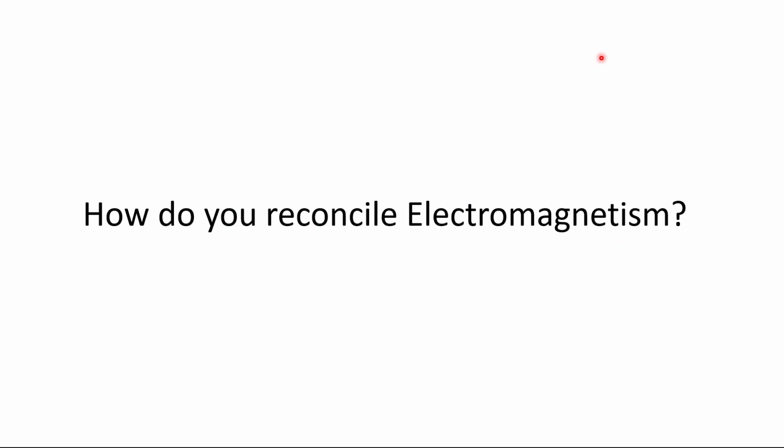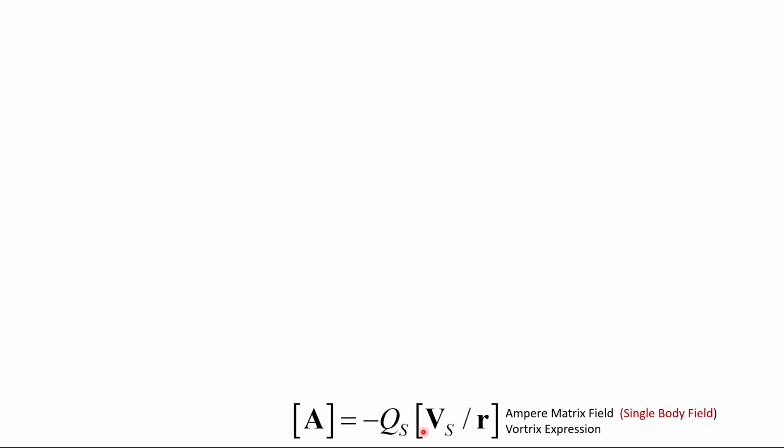The question, well, how do you reconcile electromagnetism with the single body concept? We begin with the Ampere matrix field. This is a single proton moving at velocity relative to the medium. This is a location in space where you would like to know the distortion of the medium relative to the proton. And at that location, you get a matrix that explains the state of the field. This is at our abstraction layer. I'll explain that in a moment.